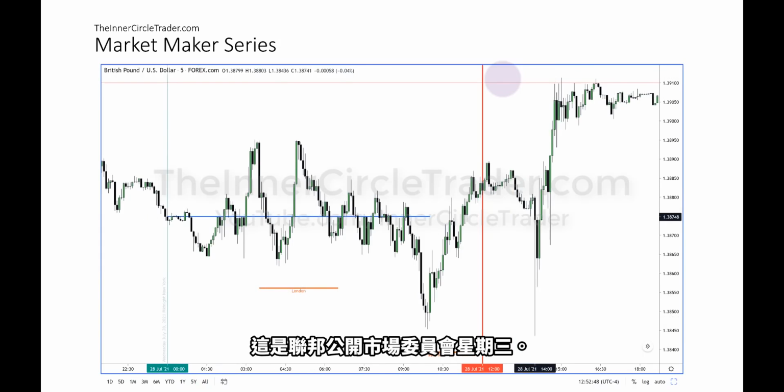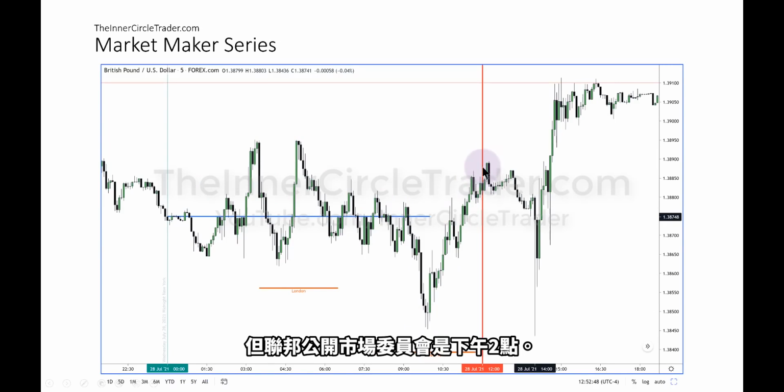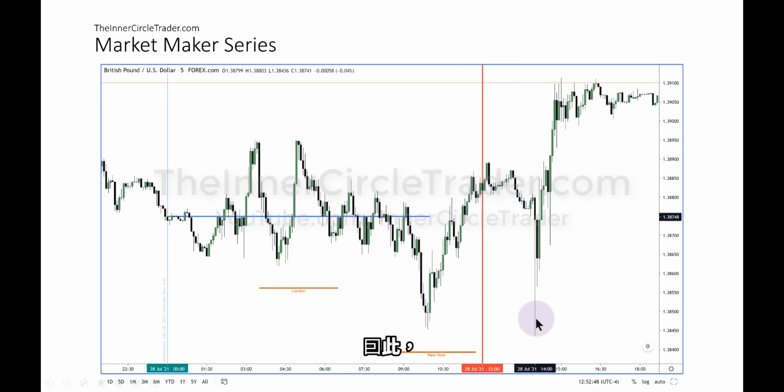On Wednesday, July 28th, 2021, this is FOMC Wednesday. So we're seeing price back and forth. Every short-term high takes out a previous short-term high, and every short-term low takes out a short-term low. A high above this low gets taken out here, and we trade back up to here. So it's going back and forth, not letting any position stay safe. Then we go into the dive in New York, rallies up, and closes the end of the day with London close. But FOMC is 2 o'clock in the afternoon.